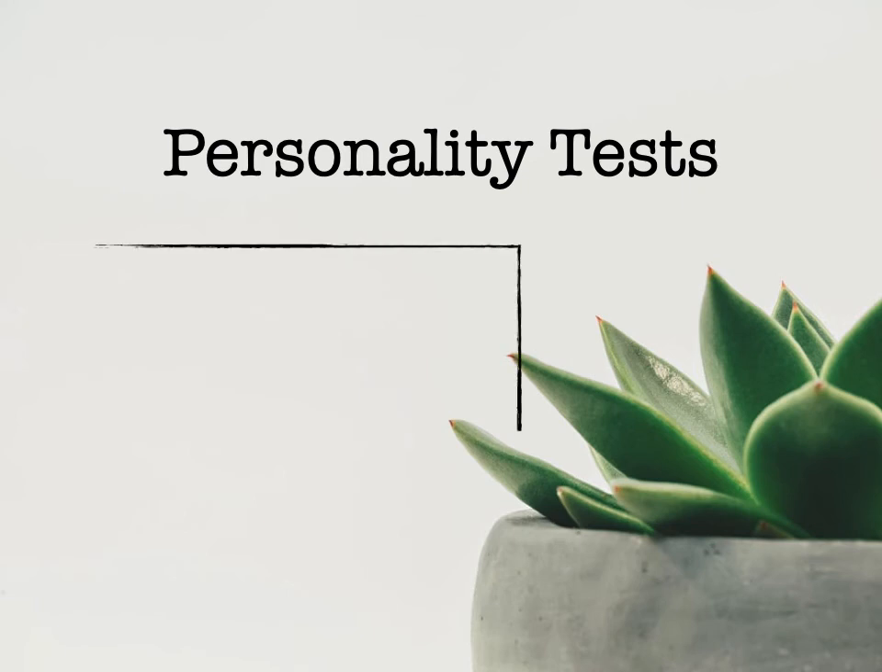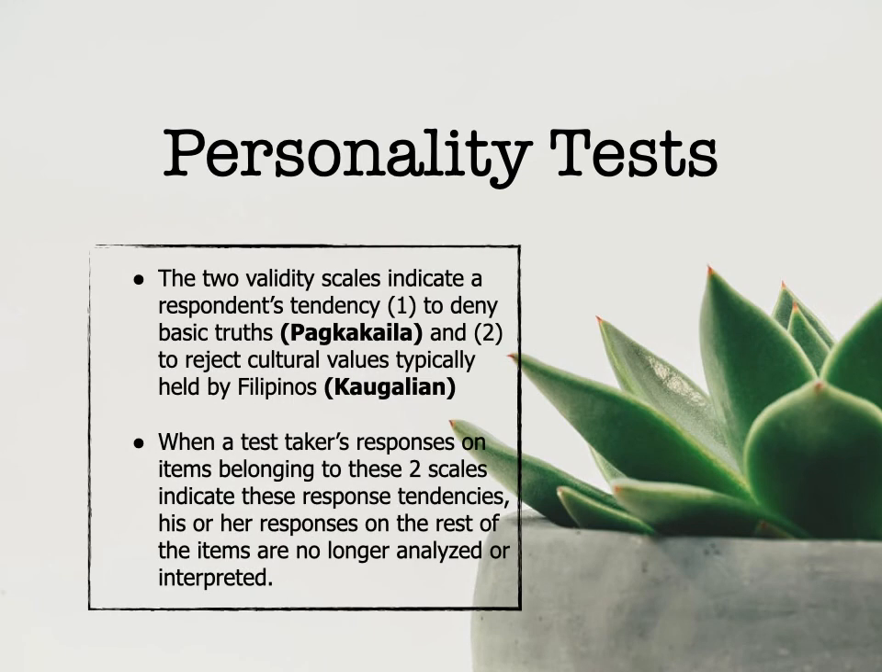Now, how about the two validity scales? What are they for? These scales indicate a respondent's tendency to, one, deny basic truths or pagkakaila, and two, to reject cultural values typically held by Filipinos or kaugalian.